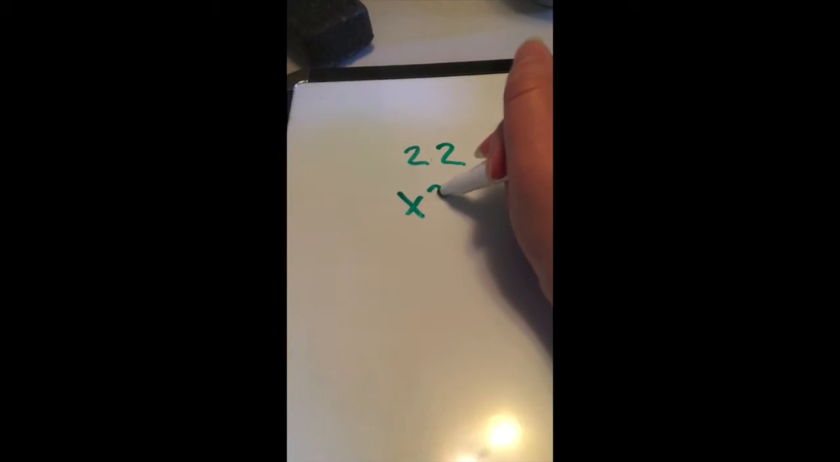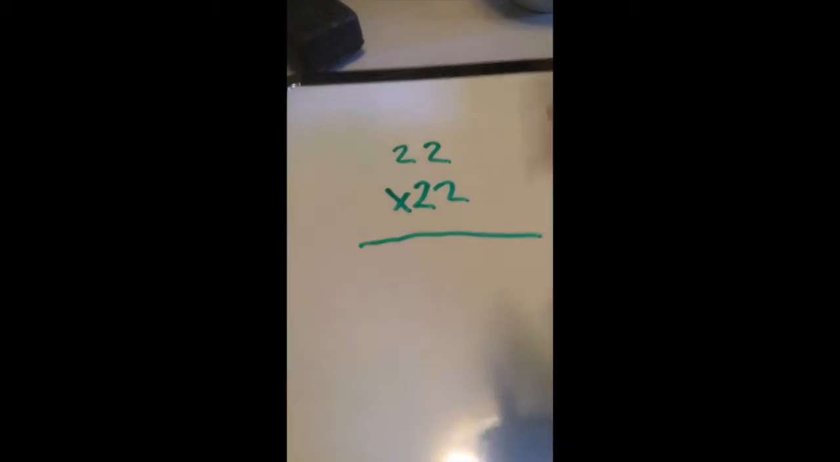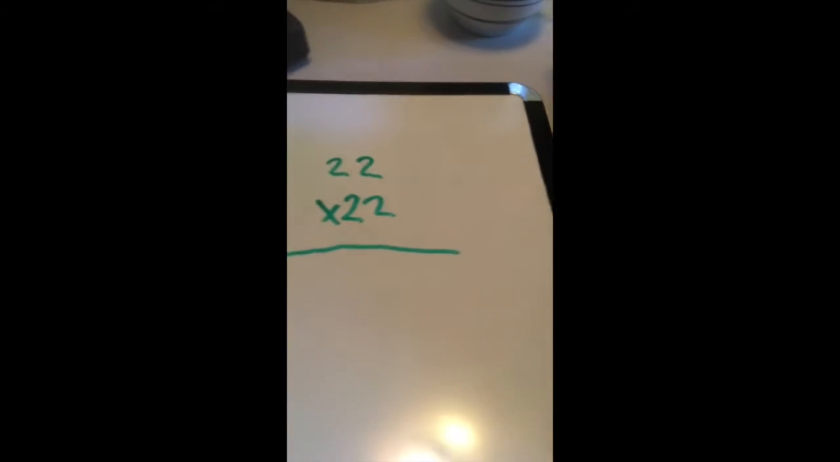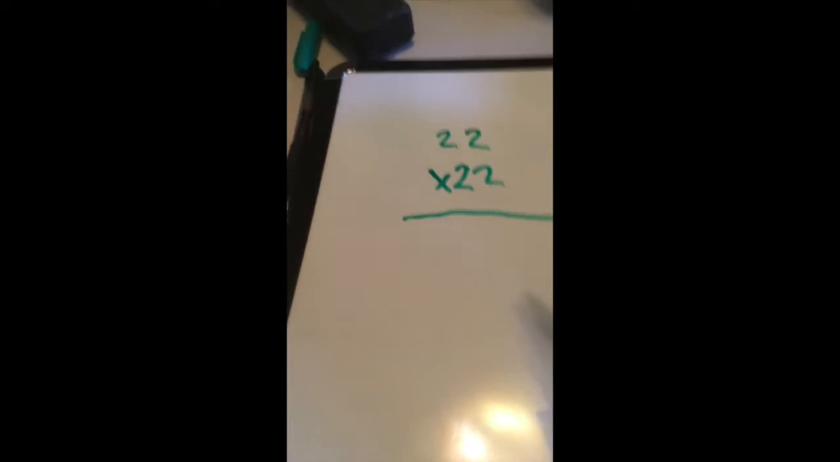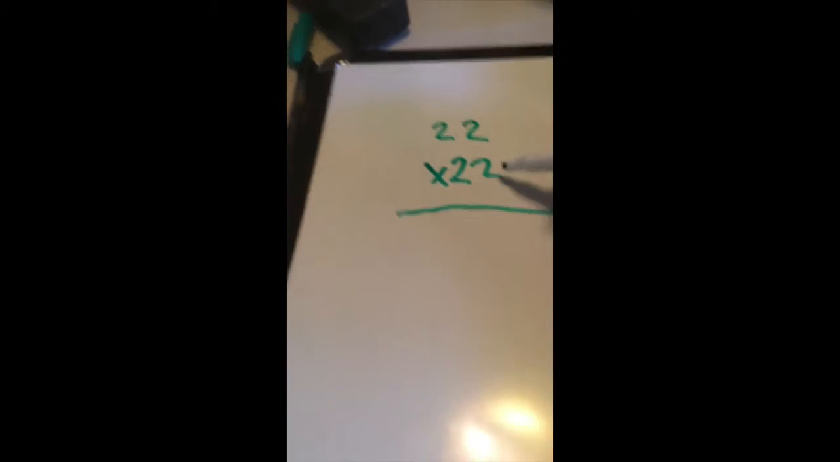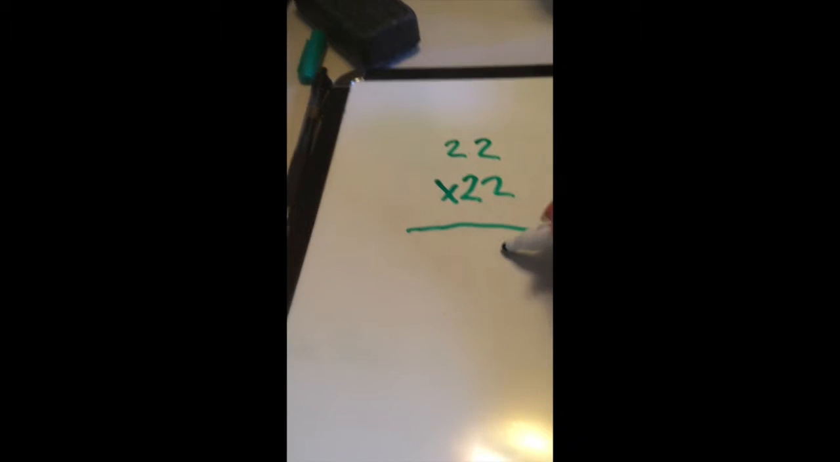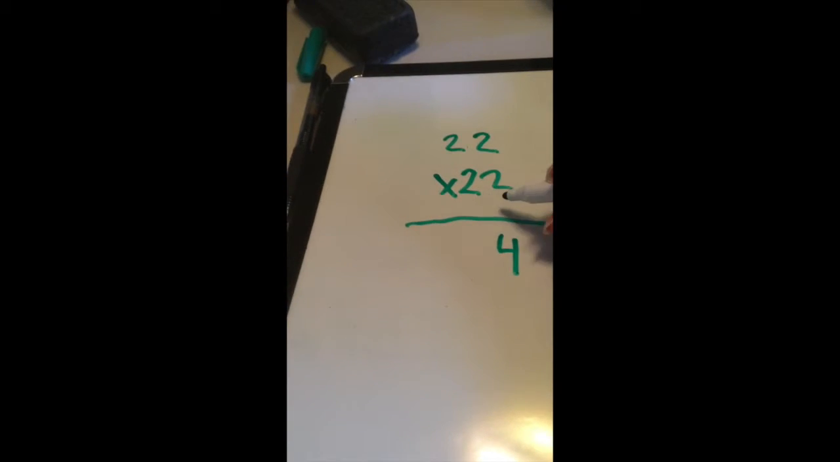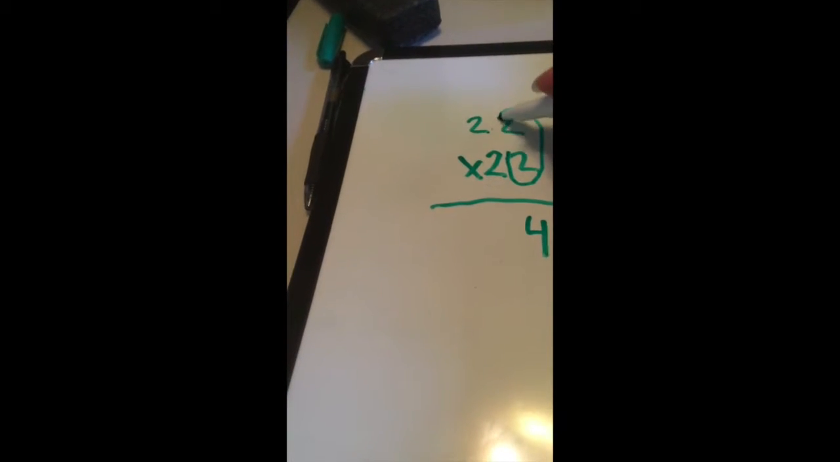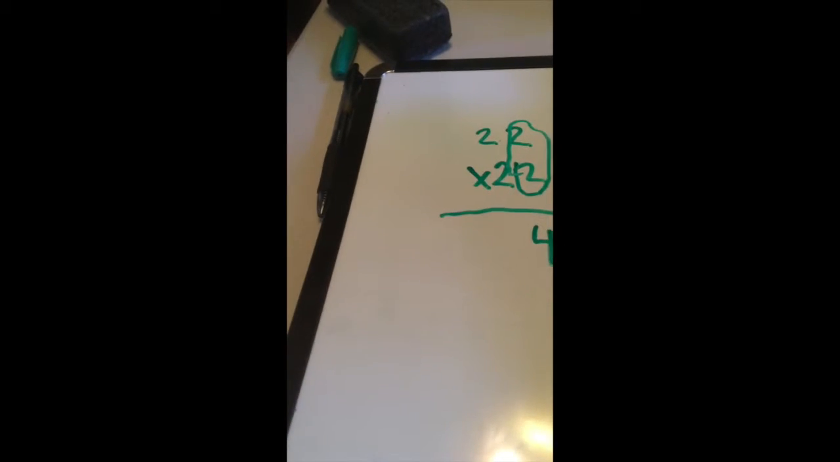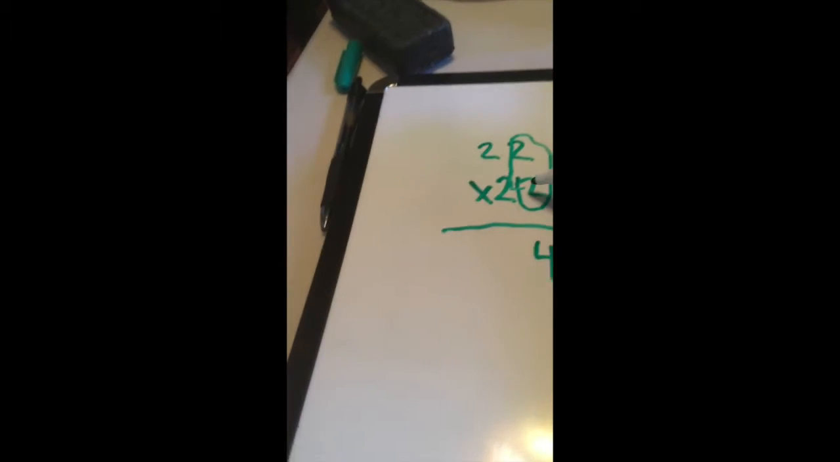Okay, so first off, we're going to start with 22 times 22. I know I'm not very even right now, so we will get better at this. But anyways, first of all, we're going to work with 2 times 2, which is 4. Now that I've done this, I'm going to circle these because I've already done them. It's not a perfect circle, but it does the job.